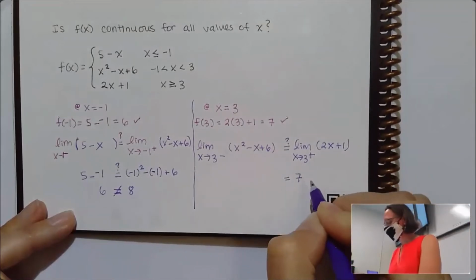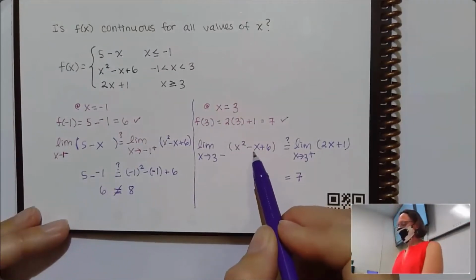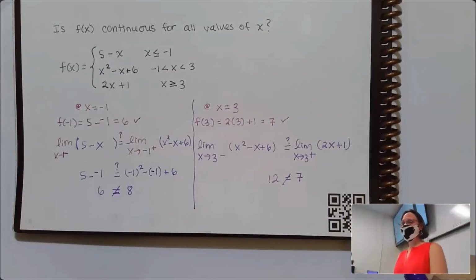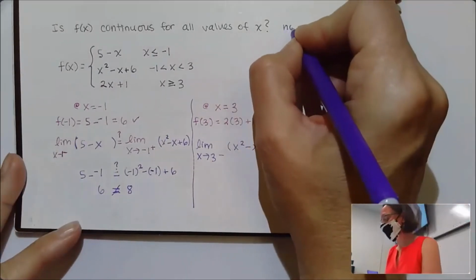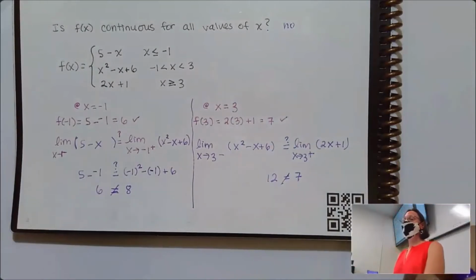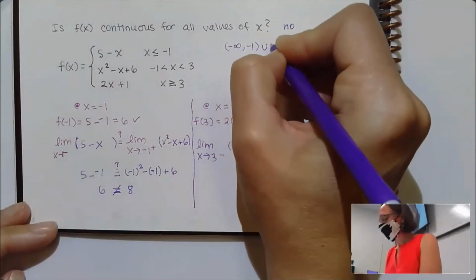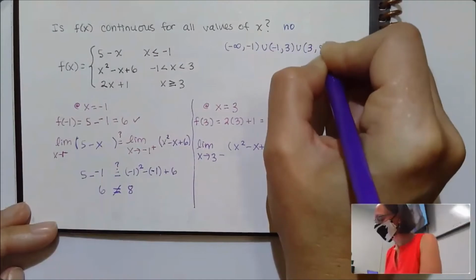So here I'd have 7. And the question is that the same as, 3 squared, that's 9, minus 3 takes me down to 6. So I think I get 12. They're not the same. So the question is asked as is f of x continuous for all values of x? The answer to that question as asked is no. If I had to give the intervals on which it is continuous, I would say that it is continuous from negative infinity to negative 1, from negative 1 to 3, and from 3 to positive infinity.